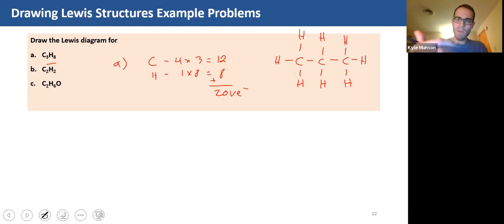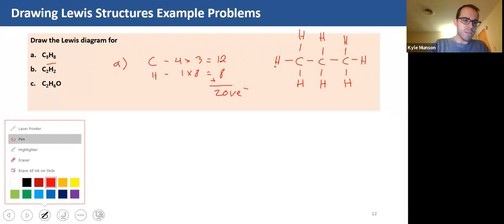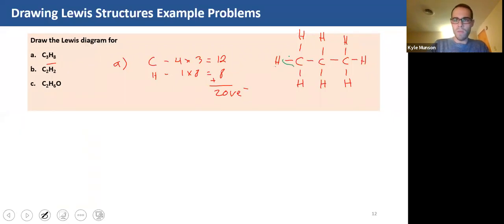So when I did this, that used up all my hydrogens, 1, 2, 3, 4, 5, 6, 7, 8. Yep, used up all my carbon. And let's see if it used up all my electrons. 2, 4, 6, 8, 10, 12, 14, 16, 18. 20 electrons used up. And if I check, all the carbons have an octet, they're happy. The hydrogens have 2 electrons, they're happy. So this is the Lewis structure for this compound, okay?